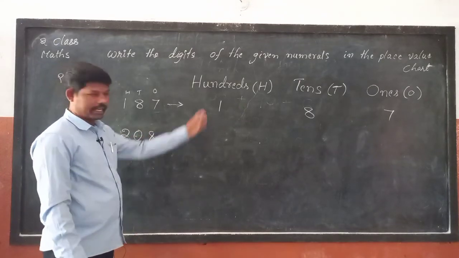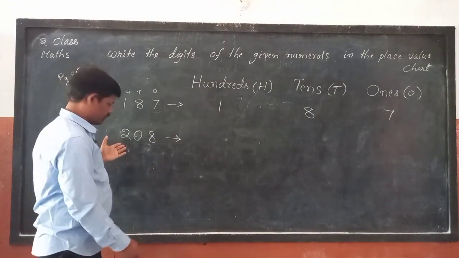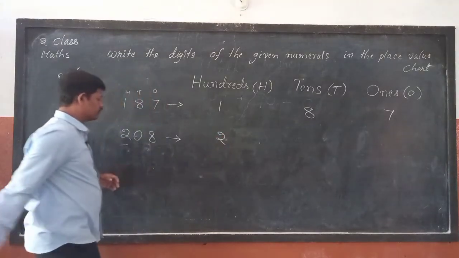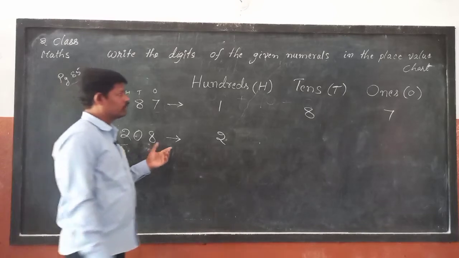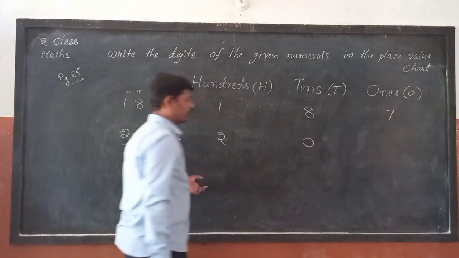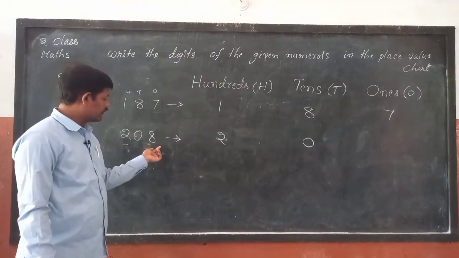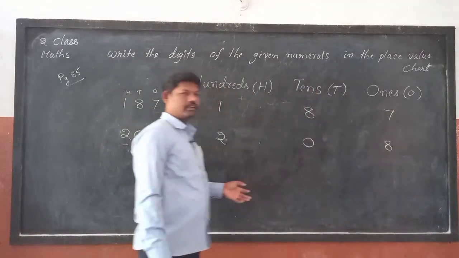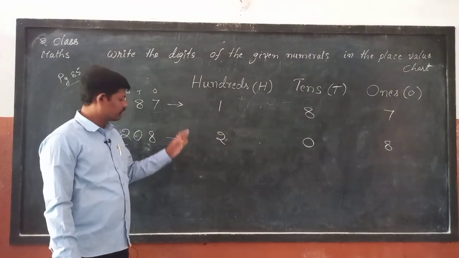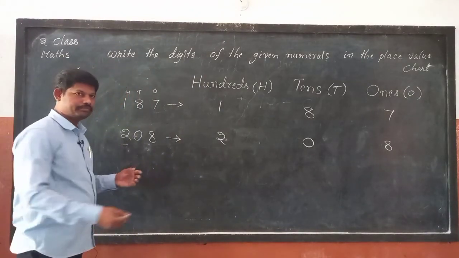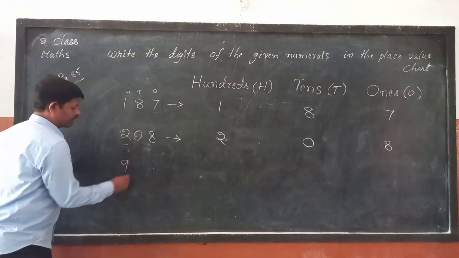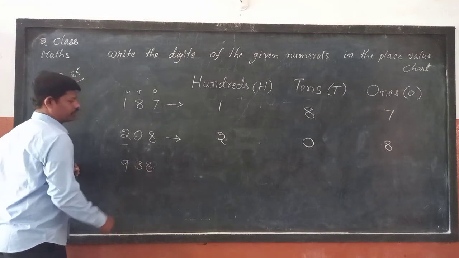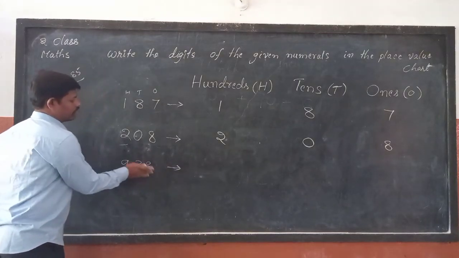You can take another example, 208. In the hundreds place, what is the digit? Yes, this is the hundreds place. So write 2 here. In the tens place, what is the digit? 0. Write 0. In the ones place, what is the digit? 8. Write 8 here. Okay? Clear? Shall we write one more number? A big number. You can take 9, 3, 8, or you can take any other number also.